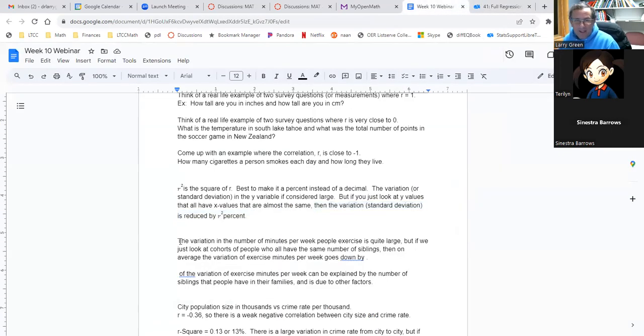So now what we can say is, well, the variation in the number of minutes per week people exercise is quite large. Some people exercise a whole lot. Some people exercise not so much. But if we just look at cohorts of people who all have the same number of siblings, then on average, the variation of exercise minutes per week goes down by 70%.